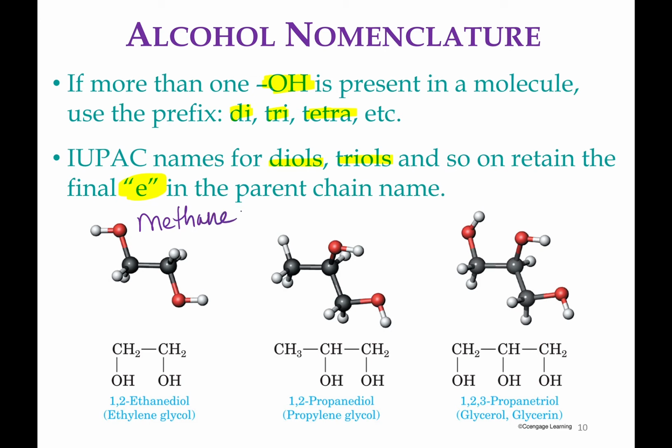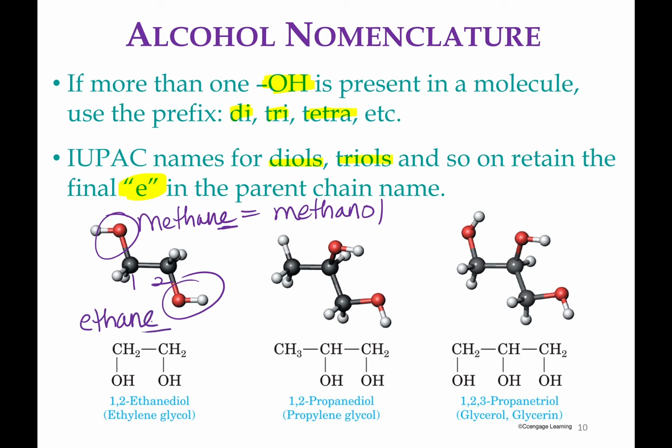Methane would be meth, and we drop the E and it becomes methanol. But when we have a diol or a triol, we do not drop the E. So here we have 2 carbons with two alcohol functional groups. That was ethane, and we keep that E, and we'll just add diol. So 1,2-ethanediol to get the correct name.